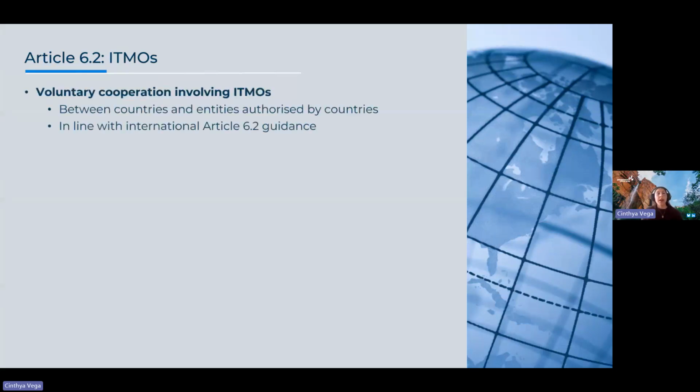Now, Article 6.2. As I said before, Article 6.2 sets a framework for this voluntary cooperation involving ITMOs. This cooperation can happen between countries and entities and must be in line with the international guidelines. The international guidelines set requirements for host countries, and these requirements entail authorization, tracking, accounting, and reporting of the ITMO transactions.